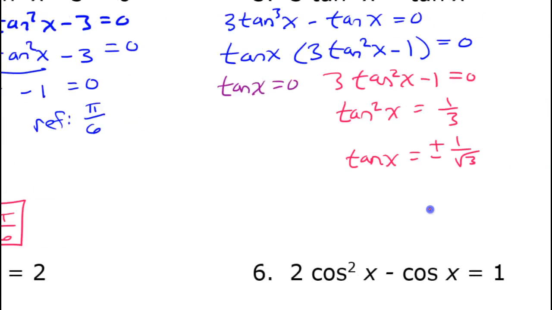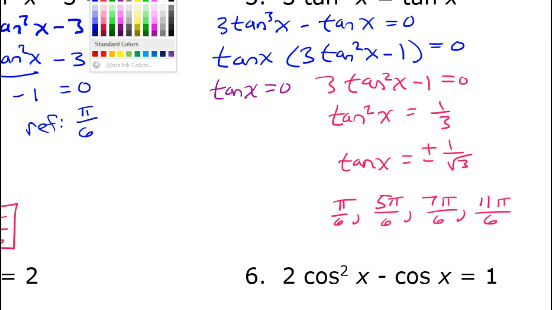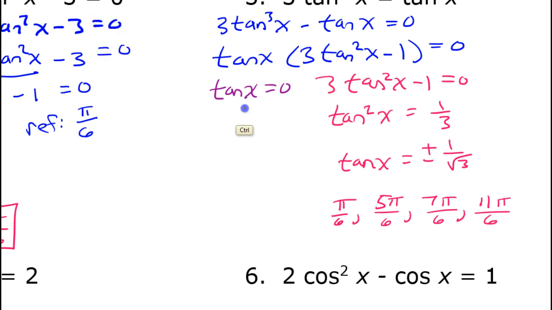So once again, I will have pi over 6 and 5 pi over 6 and 7 pi over 6 and 11 pi over 6. Okay, now in addition to that, I need to know where tangent is equal to 0.